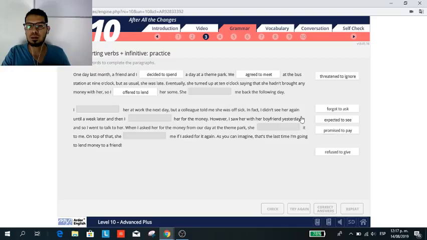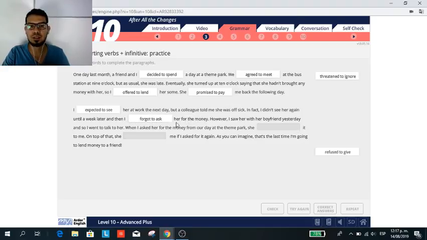She promised to pay me the following day. I expected to see her at work the next day, but a colleague told me she was off sick. In fact, I didn't see her again until a week later, and then I forgot to ask her for the money.